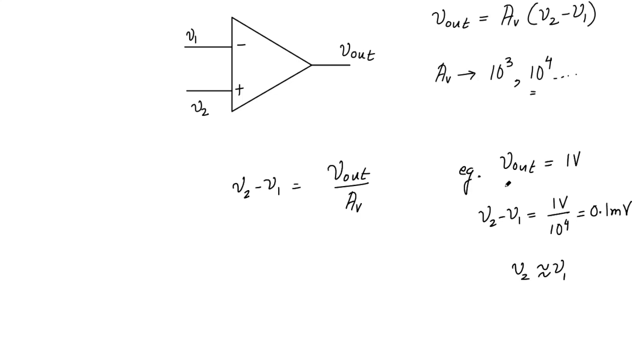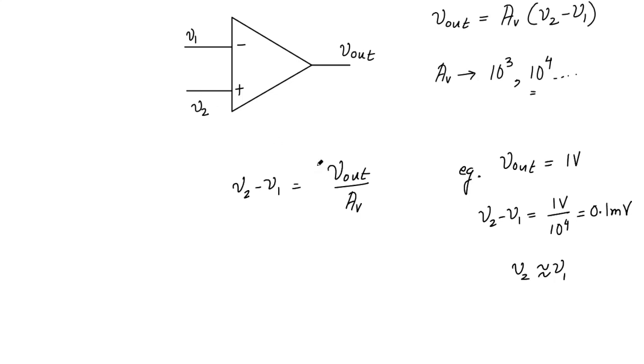That means if these two are almost the same, we cannot apply any input directly to the op-amp, because whatever I apply, they're almost the same. As soon as the difference is significant, for example if I'm applying 10 millivolt, 10 millivolt into 10 power 4 becomes 100 volt. Because of this, the output just gets stuck at either VDD or minus VSS, depending upon which is higher, or it goes to the saturation state. That's why the op-amp is never used in this open loop condition. That means we never apply the input directly to this op-amp.